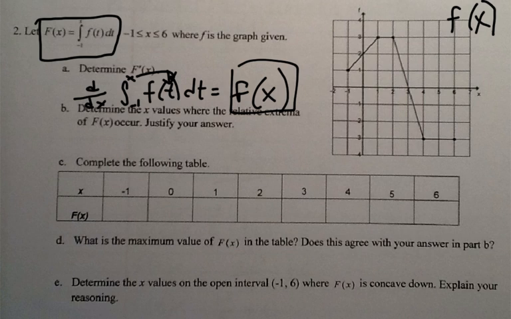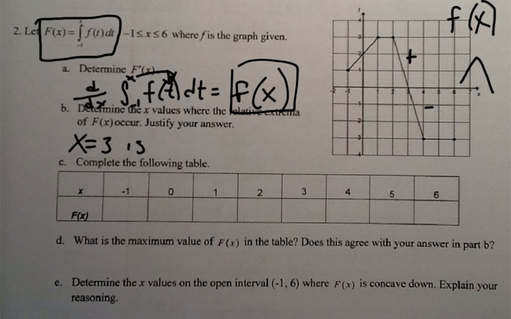We're looking at where it changes signs. It only changes signs from positive to negative one time, at x equals 3. So our justification: since it is going from positive to negative, that's a maximum. Positive to negative makes a maximum.